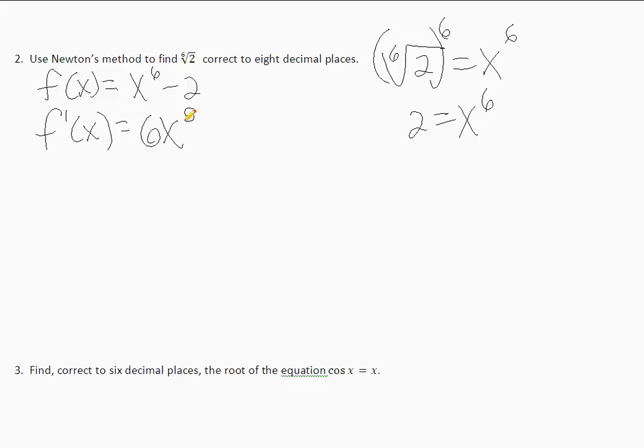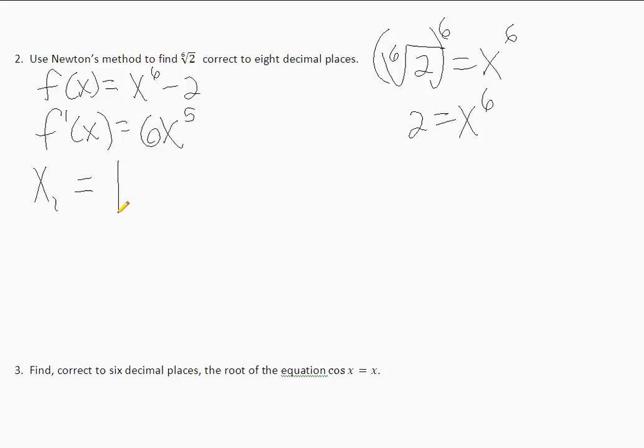Here's the hard thing. You have to pick a starting point. So what do you want x1 to be? Well, about what is this number? That's what you have to think about. Okay, so x to the 6 equals 2. About what number is this close to? You can't pick like 5 because that's nowhere near. 5 to the 6 is not 2. 2 to the 6 is not 2. I'm going to start with 1. 1 to the 6 is 1, and I want it to be 2, so that's close. So I'm going to let x1 be 1.